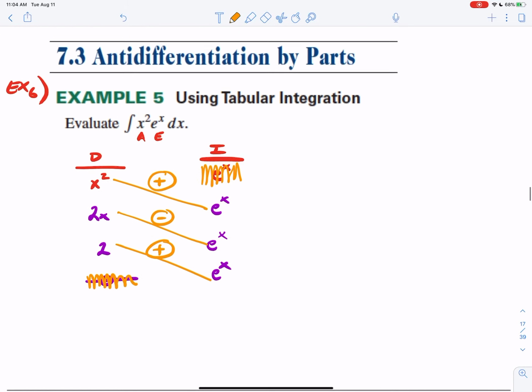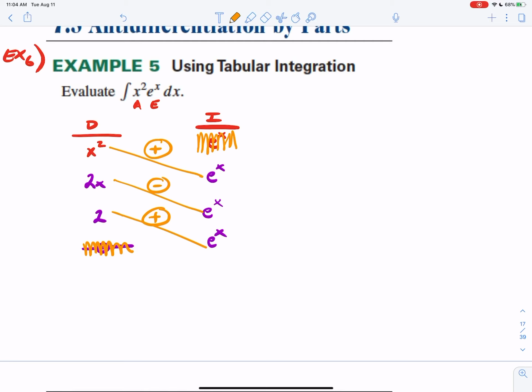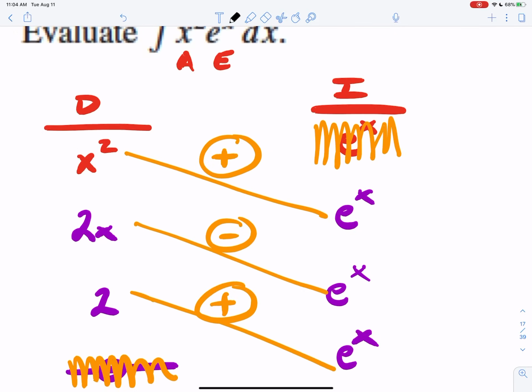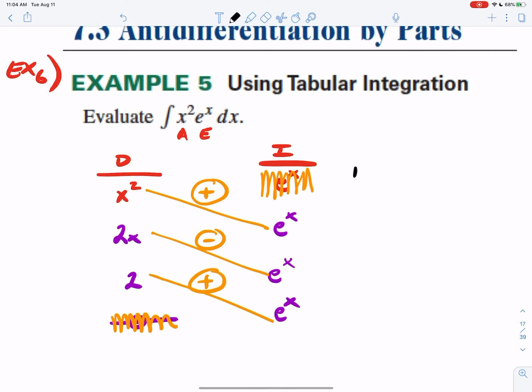Again, if you want to look at the proof, you'll probably make more sense of it. But that's not something that I would want to waste my time on. Okay? So here's what we do. We look at the first connection. We're multiplying x squared with e to the x, and it's positive. So positive x squared e to the x.